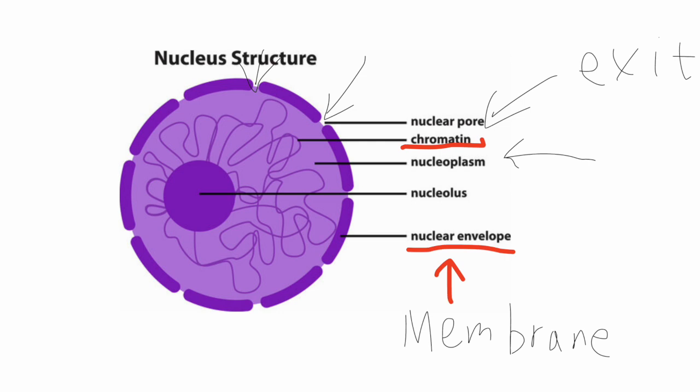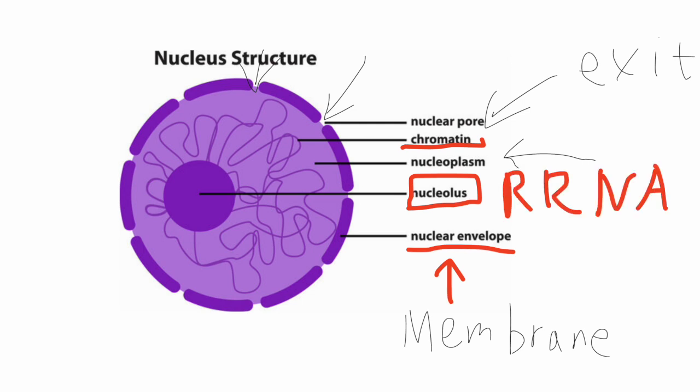Now, over here, let's look into the nucleolus. The nucleolus is the nucleus of the nucleus. It's actually where the rRNA is. rRNA is basically ribosomal RNA. RNA is ribonucleic acid. So what is ribosomal RNA? Ribosomal RNA is the RNA responsible for making ribosomes. What are ribosomes? We'll talk about that later.